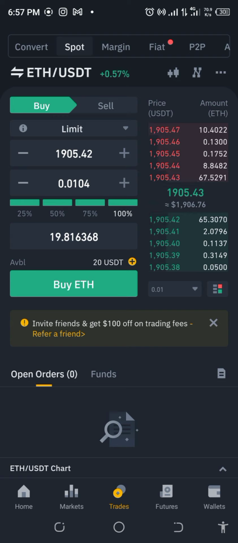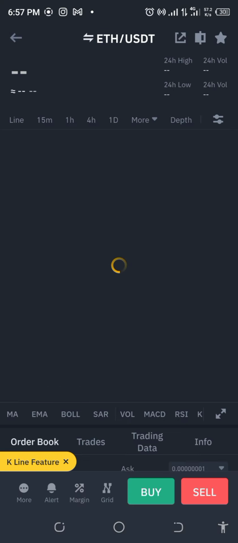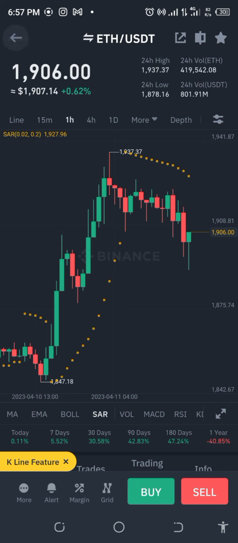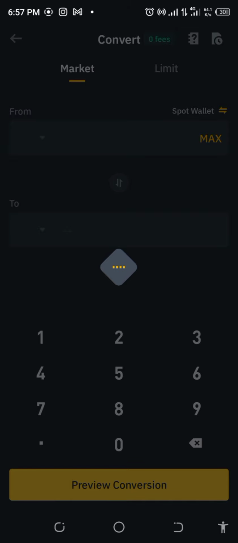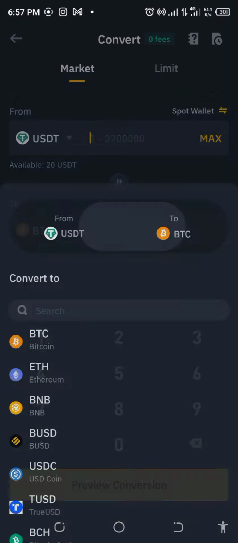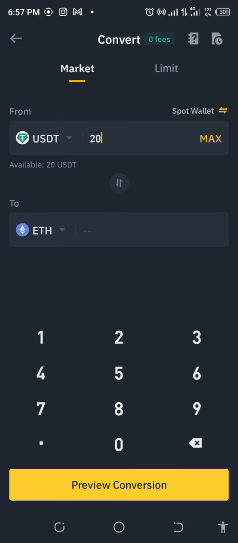Oh, now it's not even picking up everything. Would I want to go and do this? I think the reason is because ETH has risen. Yeah, it has risen. It just rose within the last few minutes. So it's rising. Would I want to go ahead with this? I'm not sure. Let me check convert just to be on the safe side.